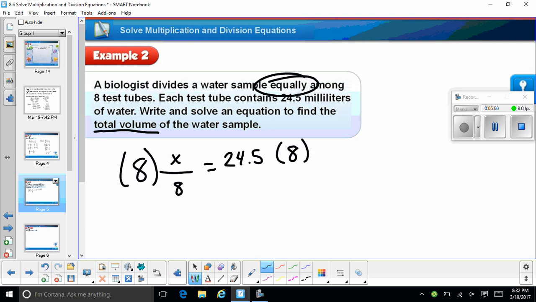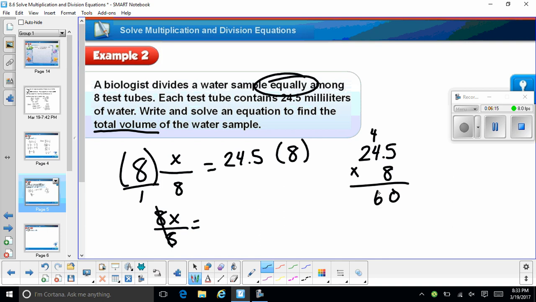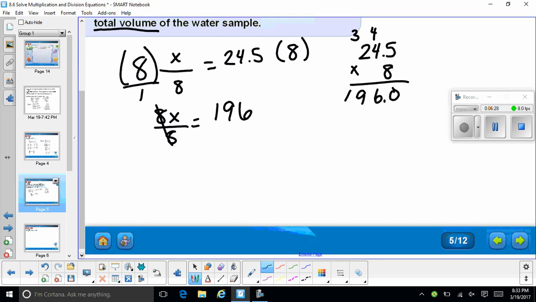All right, and so we're going to go ahead and solve for x. In this particular case, the reason why this works is because if I actually multiply that 8, I now have 8x over 8, and the 8's get canceled out. And so then I'm left with 24.5 times 8. And I have one decimal, and so I see that x equals 196. I'm going to go ahead and check my answer.